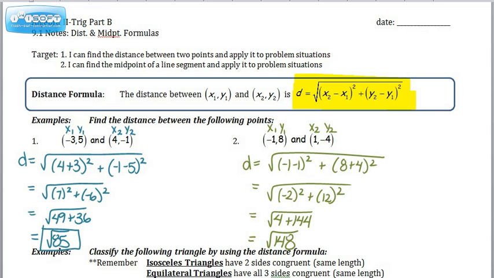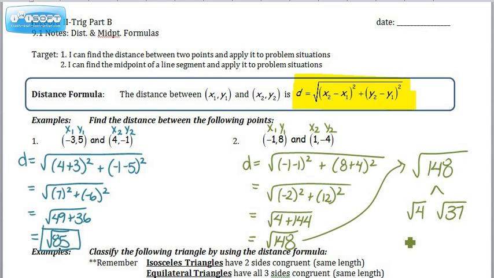In number 2, you'll notice that I actually did x1 minus x2 first. That's okay as long as I also did y1 minus y2, as I did. You'll also notice that the square root of 148 is a radical we can simplify. So, if I take the square root of 148 and try to think of a perfect square, such as 4, that divides into it evenly, that will allow me to simplify the radical to simplest form.